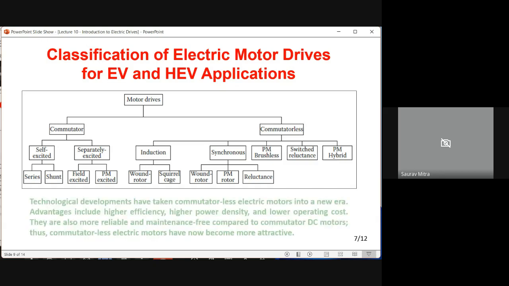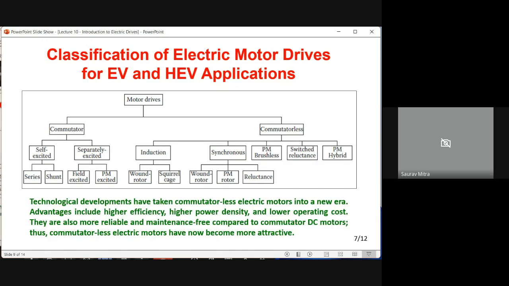So now, in the consequent 4, 5 slides, we are going to see all these different types of motors and their introduction. Today's lecture is only for introduction to different types of motors and the principle of DC motor. Technological developments have taken the commutator-less electric motor into a new era. So on this right side, induction, synchronous, PM, BLDC, all these are commutator-less electric motors.